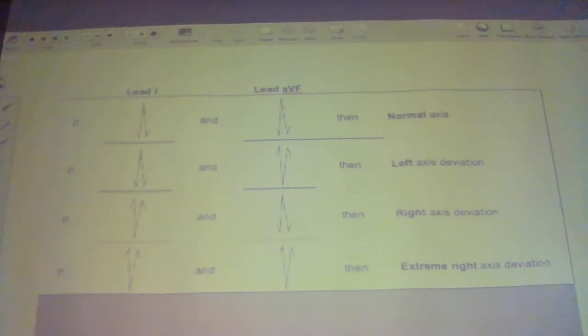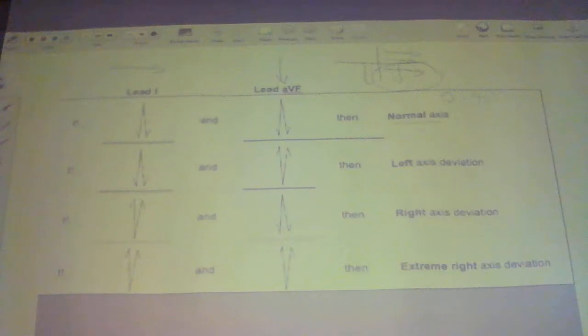So if we have a positive lead 1, that means that the depolarization must be traveling in the direction of the right arm. If we have a positive lead AVF, that must mean that we have a deflection that's traveling towards the feet. And as a result, if we were to draw this quadrant, the only spot where these two things overlap is in this quadrant here, and this is the quadrant between 0 and 90 degrees, and this is known as the normal axis.